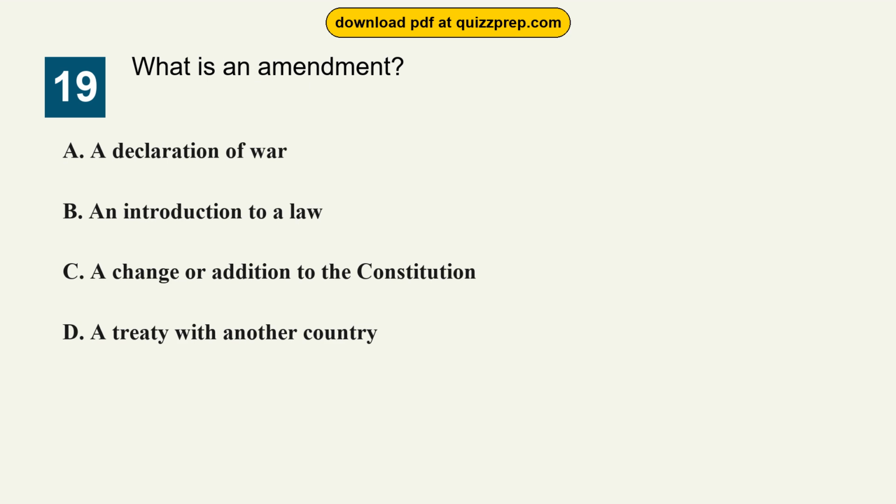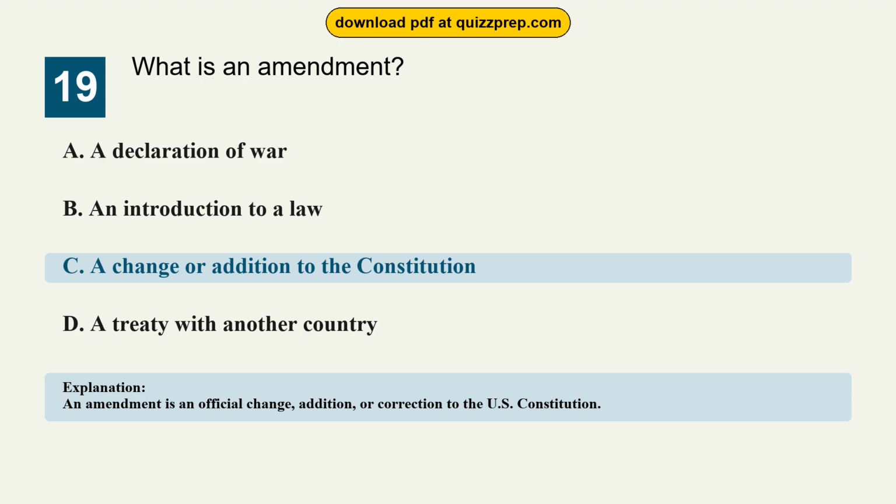Question 19. What is an amendment? Option A. A declaration of war. Option B. An introduction to a law. Option C. A change or addition to the Constitution. Option D. A treaty with another country. The correct answer is option C. A change or addition to the Constitution. An amendment is an official change, addition, or correction to the U.S.